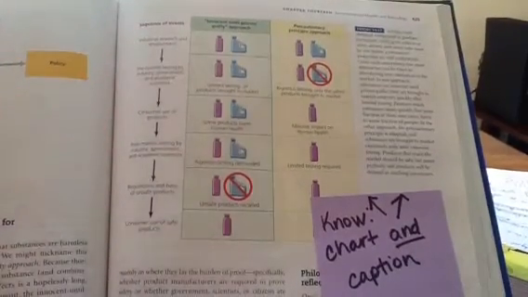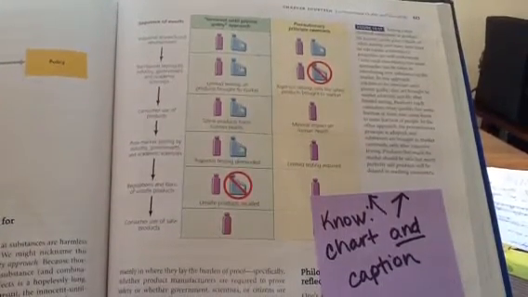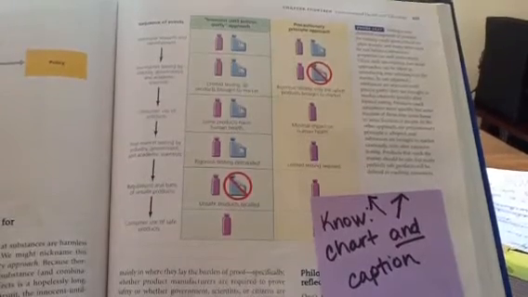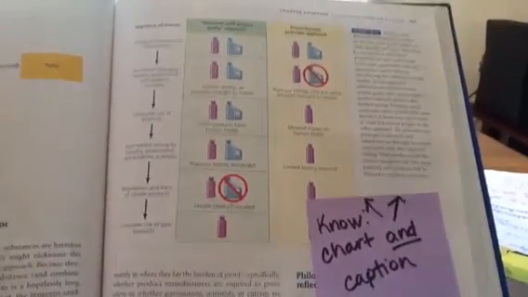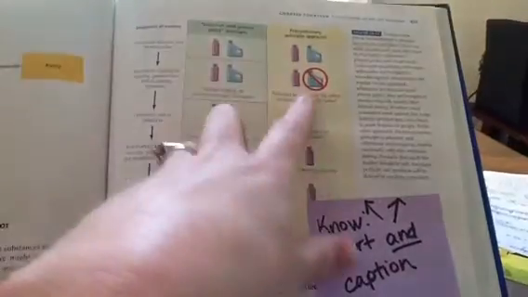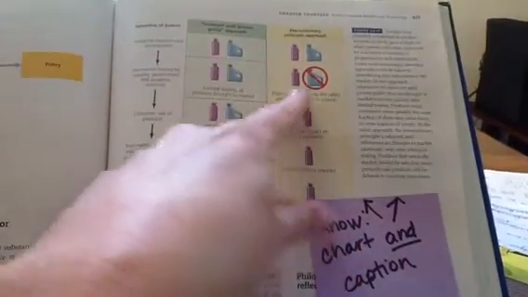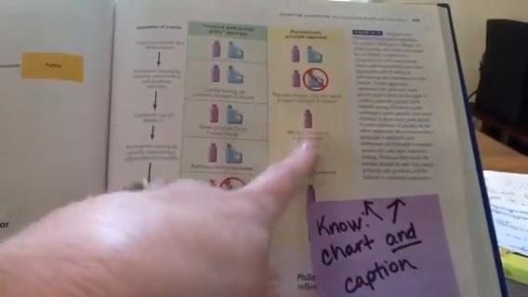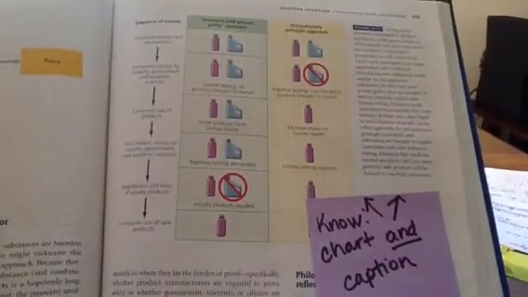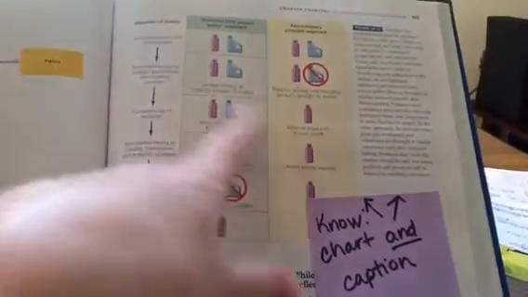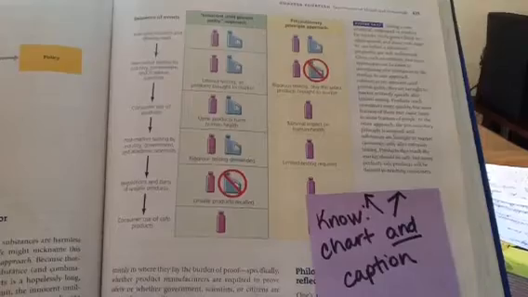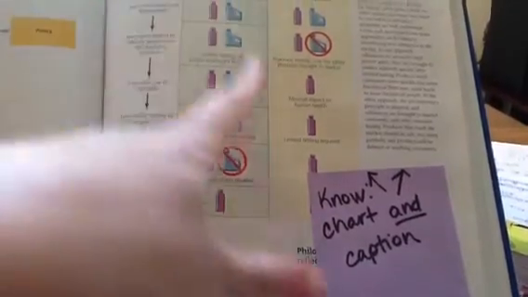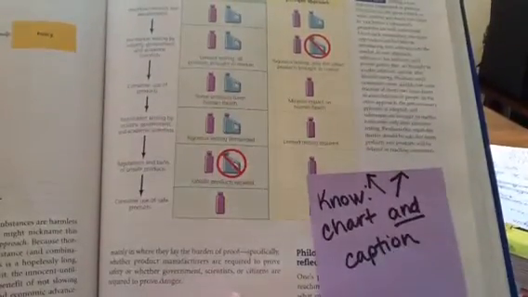In Europe, they have better protections for consumers. They have better laws that protect consumers. Here they have to go through extensive, rigorous testing, and only the safest ones will be allowed on the market. So Europe has better laws that protect consumers than we do. So make sure you know this chart and this caption for your next test.